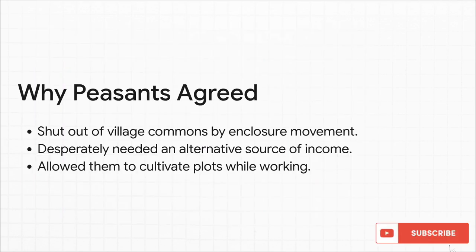So why did rural peasants so readily agree to produce goods for these town merchants? Well, there are 3 crucial reasons you'll want to remember for your exams. First off, these peasants had tiny plots of land and had basically been shut out of the village commons because of the enclosure movement. Second, because of that, they desperately needed an alternative source of income.